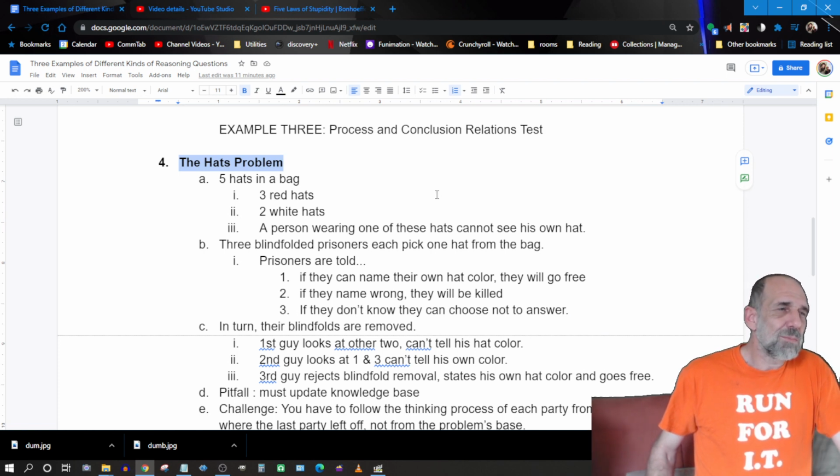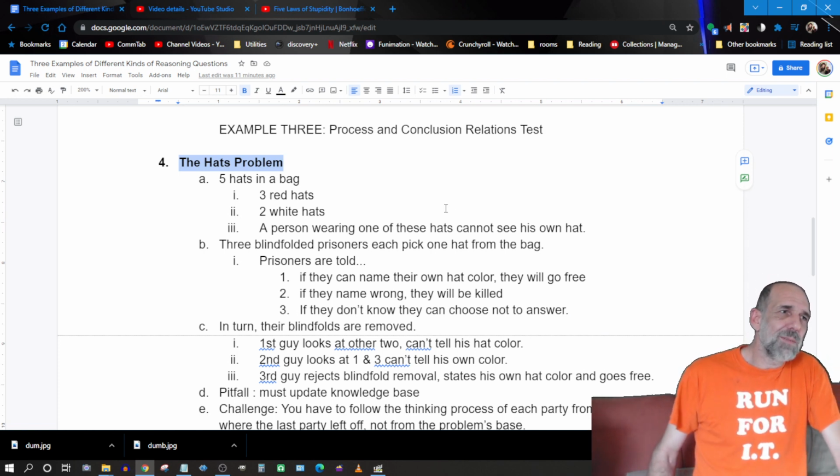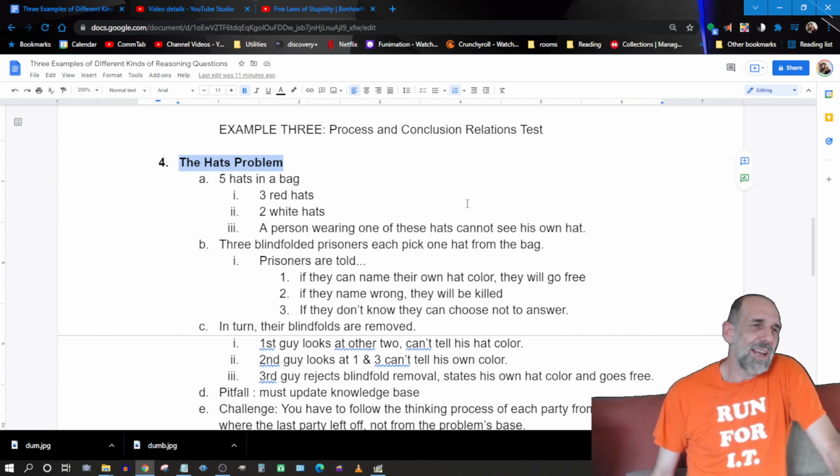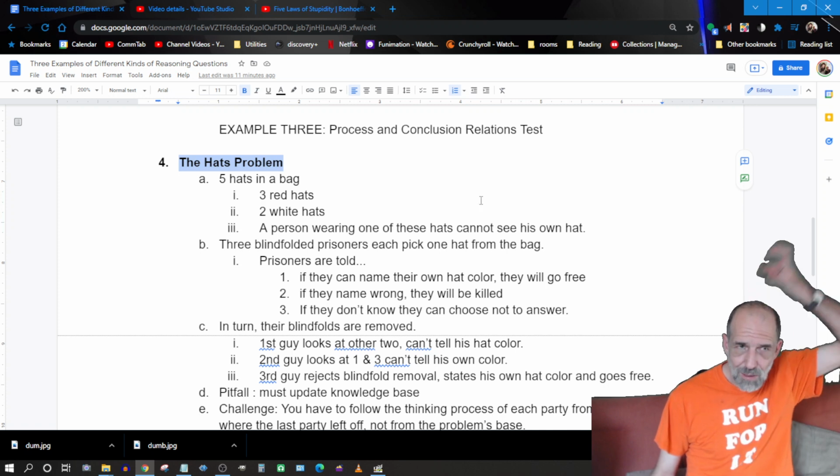Example 3, the hats problem, which I sometimes ask in typing questions. There are 5 hats in a bag, three red hats, 2 white hats. A person wearing one of these hats cannot see his own hat. So if I have one, it's like a little party hat, right?